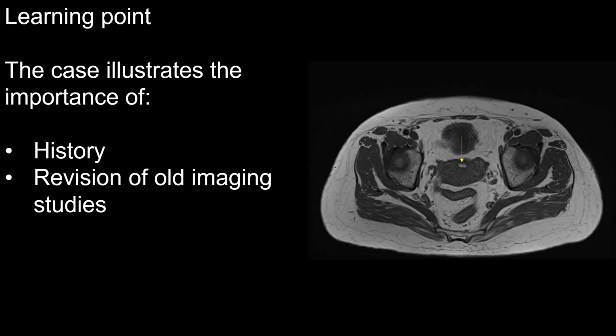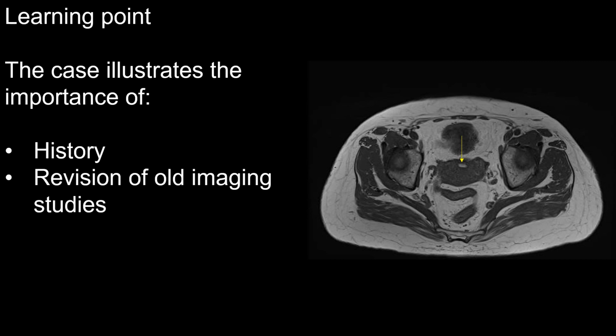And the learning point is to illustrate the importance of history taking in modifying the imaging study decision. In this particular case, it could have been stage 1B, endometrial cancer without history of caesarean section, and stage 1A after confirming that this is a lower uterine caesarean section scar.